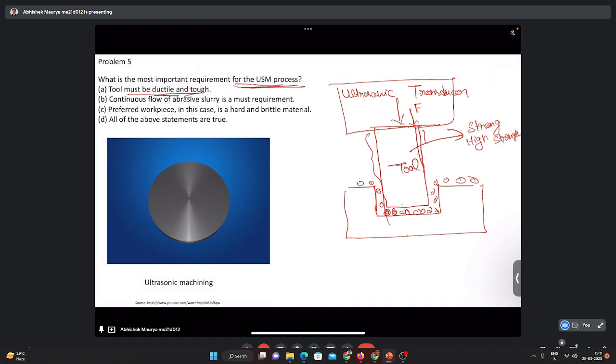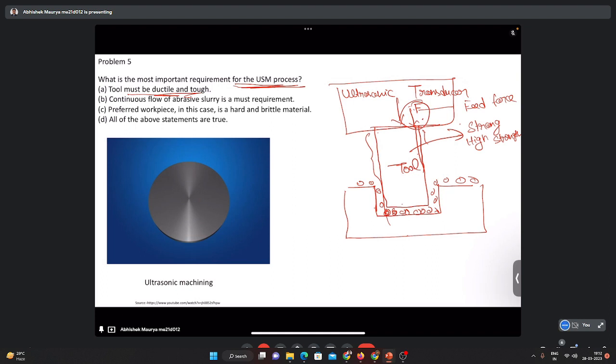It should have high strength so that it could withstand this force F. This force is called the feed force. So this tool should be strong enough to bear the feed force. At the same time, its life should be very long. It should not get worn out.